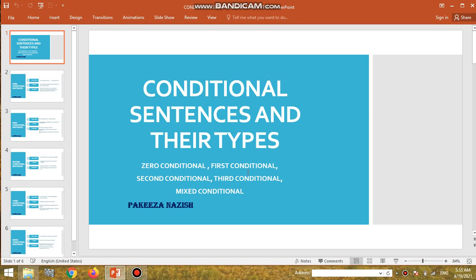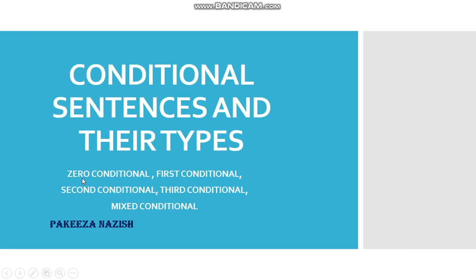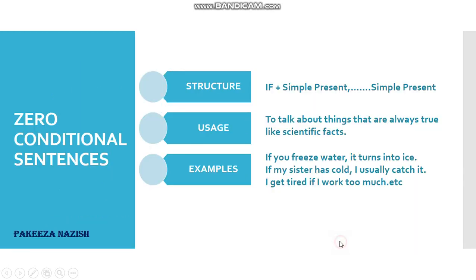Today we are going to study about the conditional sentences. You can see there are four types of conditional sentences. The zero conditional, first conditional, second conditional, third conditional, and sometimes in very advanced level classes there are mixed conditionals. But in your syllabus there are basically first conditionals, second conditionals and third conditionals.